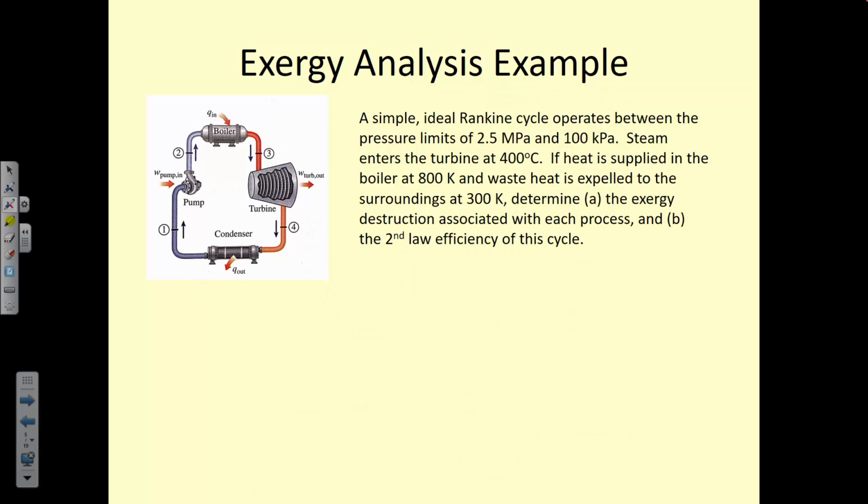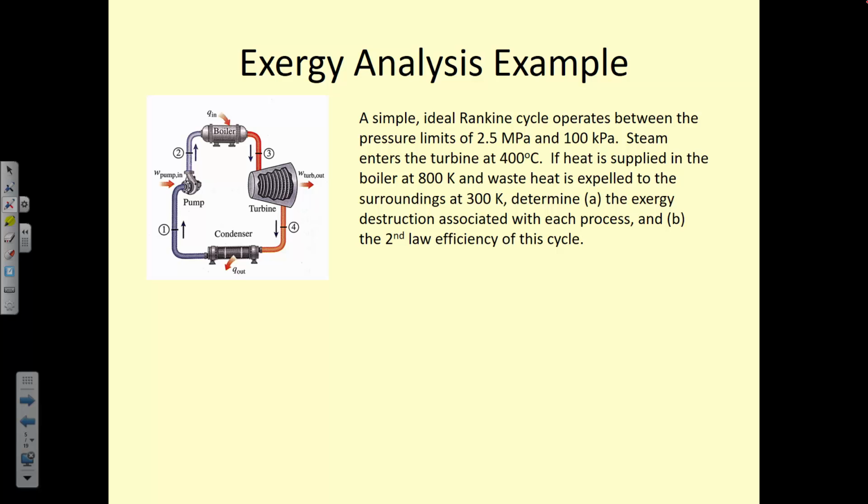So let's do an example that is an ideal Rankine cycle. In this case, we're not going to worry about isentropic efficiencies, but I want you to think in your mind as we're going through this problem how you would do it differently if you needed to find the entropy at state 1, or the entropy at state 2, and the entropy at state 4. Okay, so this operates between the pressure limits of 2.5 megapascals and 100 kilopascals.